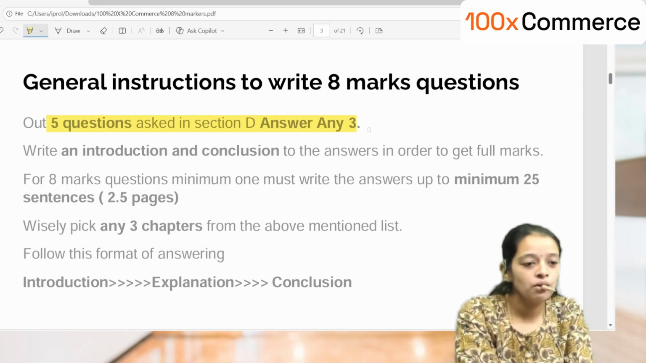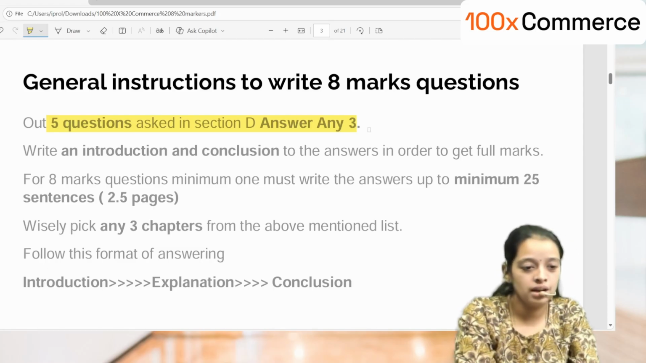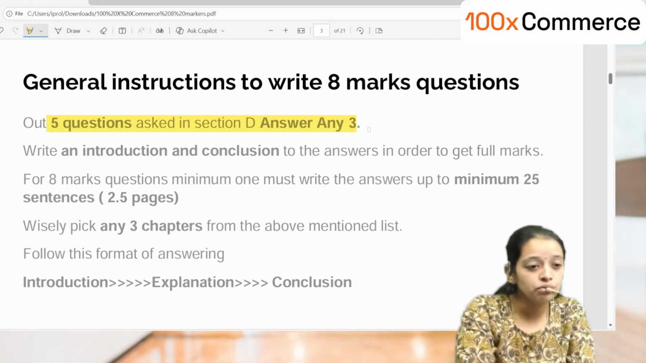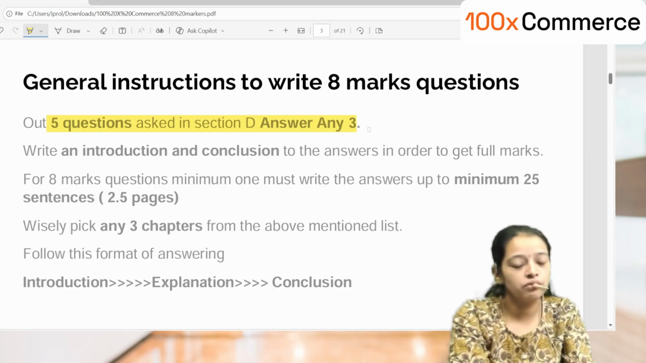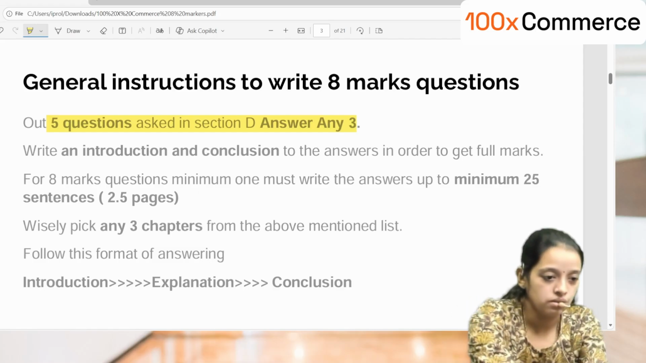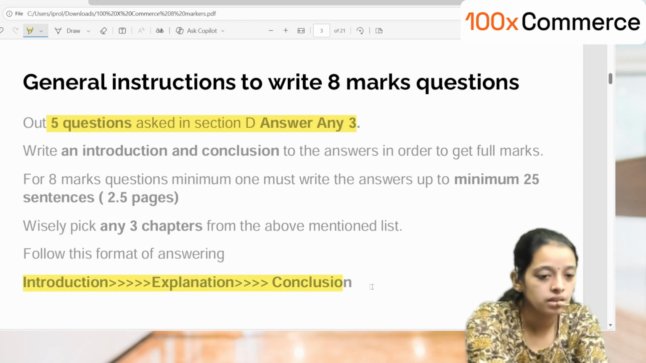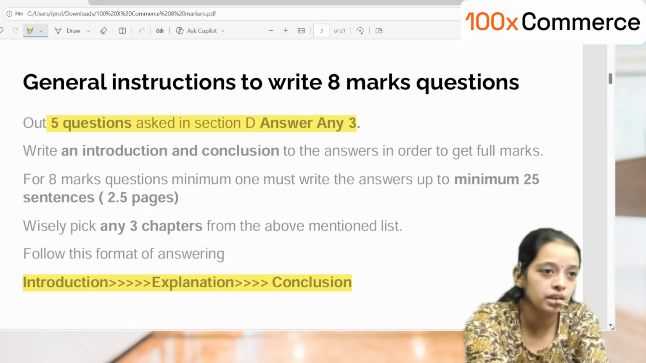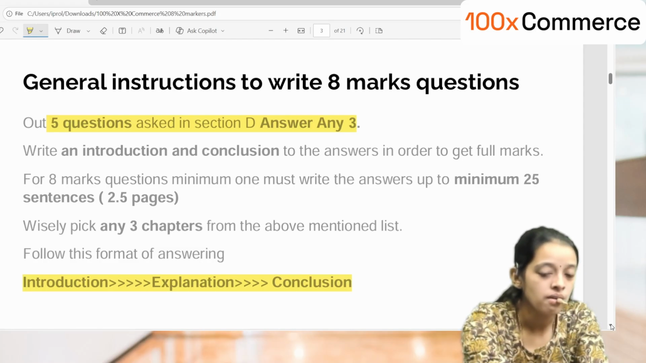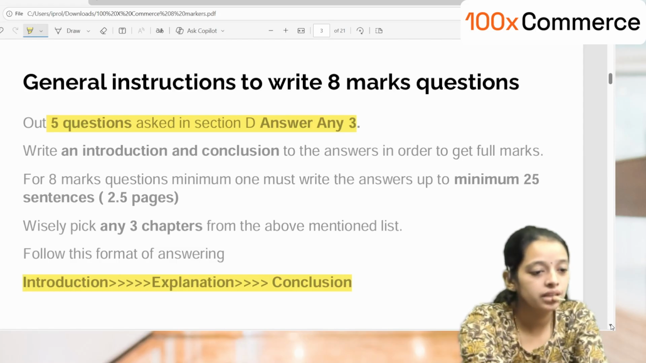Now we have a format of answering. There is a certain format to answer. First, you have to write the introduction. For any answer, writing an introduction is very important, followed by the explanation, and then comes your conclusion. Introduction means you have to write the meaning of the particular terminology the question is based on. The meaning of that itself will be the introduction here.